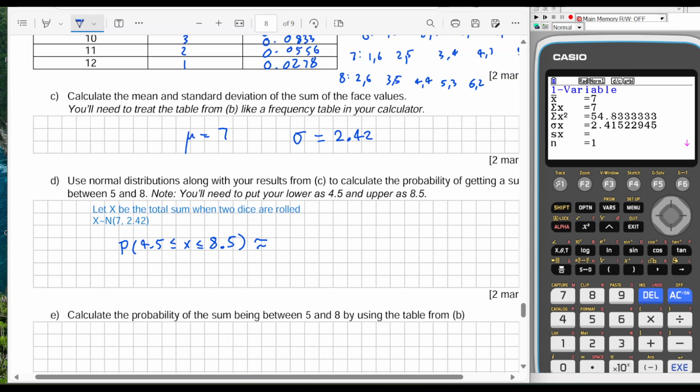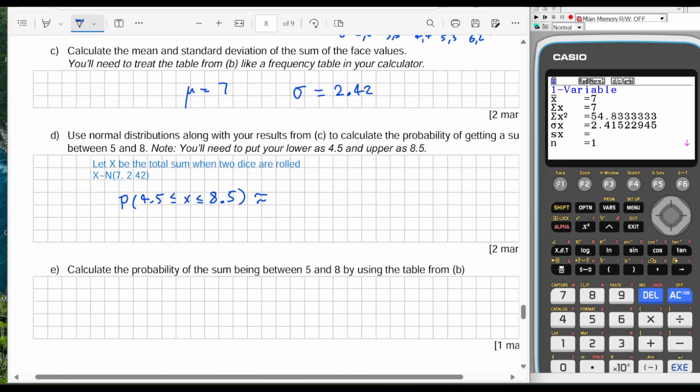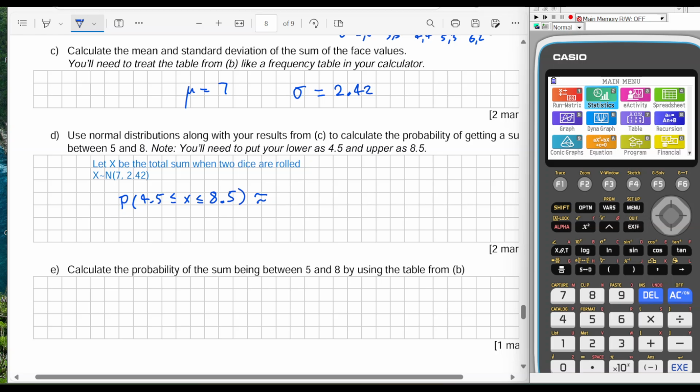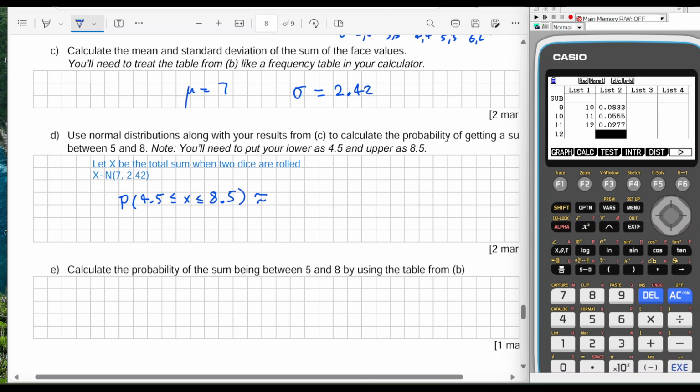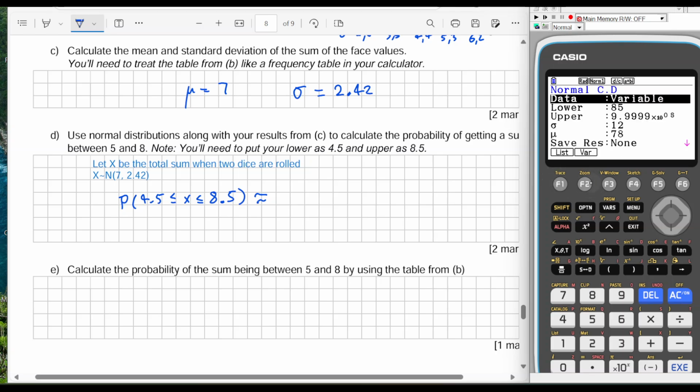Like something like rolling a 4.7, although you can't do it, the way you would interpret that is you'd round up to 5. So let's go into a normal CDF. So we're going to go into stats, exit back out, dist, norm, and CD. 4.5 is your lower, 8.5 is your upper. Your standard deviation was 2.42, and then your mean was 7. I really should use the full unrounded version of the standard deviation. 0.582.